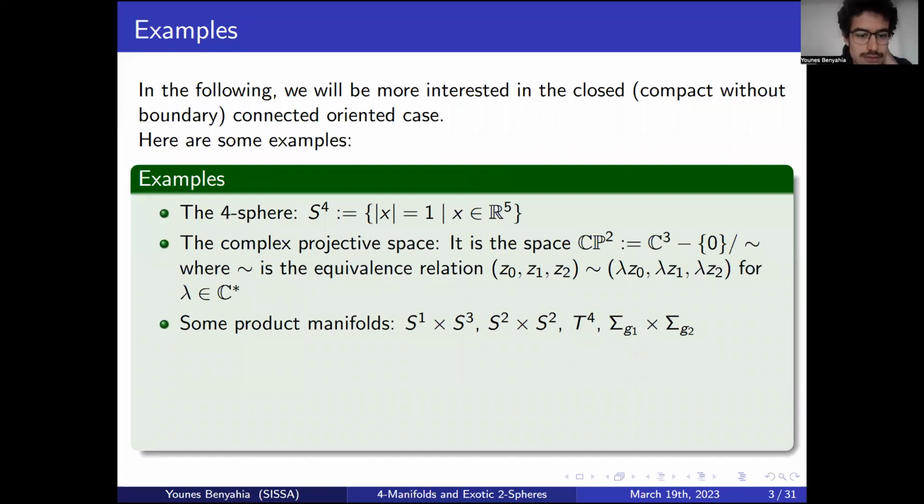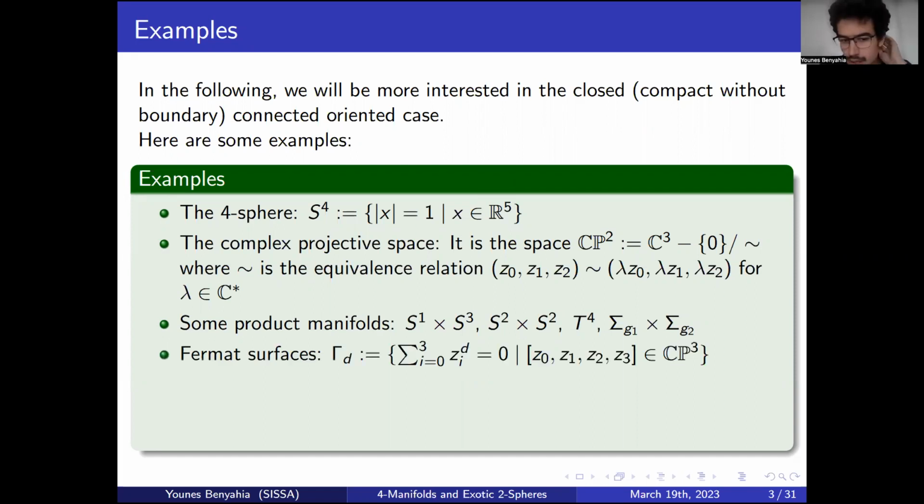And we can also have some product manifolds, like S1 times S3, S2 times S2, T4, or a genus G1 surface times a genus G2 surface. Pretty much any surface times another is a four manifold. You can have Fermat surfaces. These are complex surfaces, so they are four-dimensional, and they are defined as the zero sets of these polynomials.